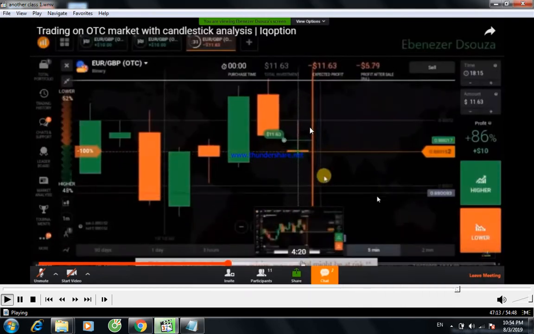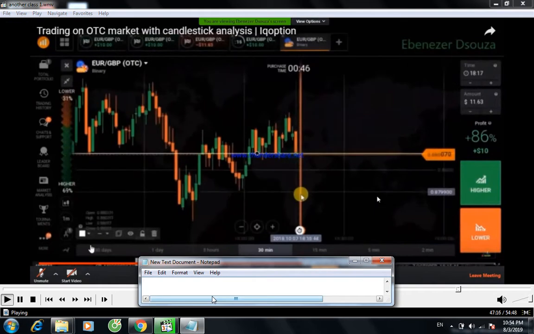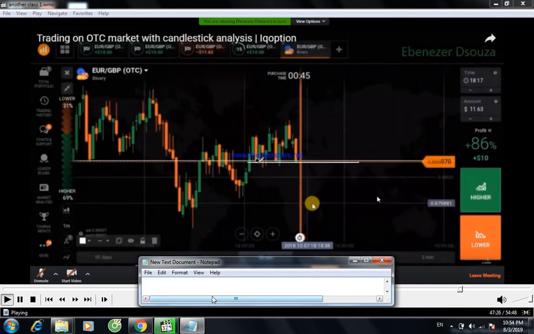Just wait, I will explain one thing here. You can see this is also the same pattern. You asked just now about this type of market. You can see the market trying to break this level. It reversed, then it tried to reverse again. What does it mean? It may break this level at this point.